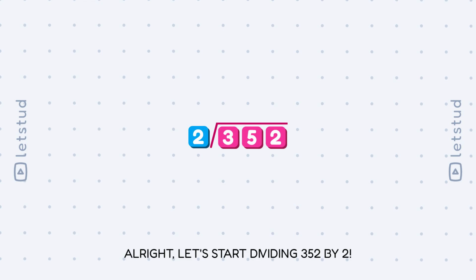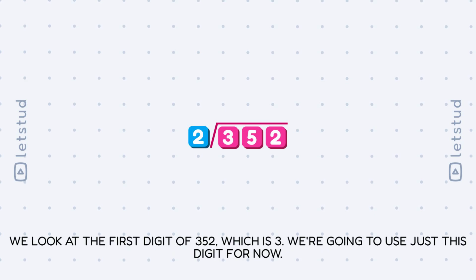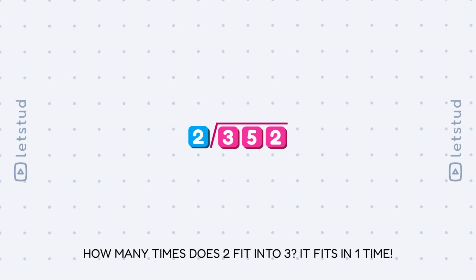Alright, let's start dividing 352 by 2. We look at the first digit of 352, which is 3. We're going to use just this digit for now. How many times does 2 fit into 3? It fits in 1 time.